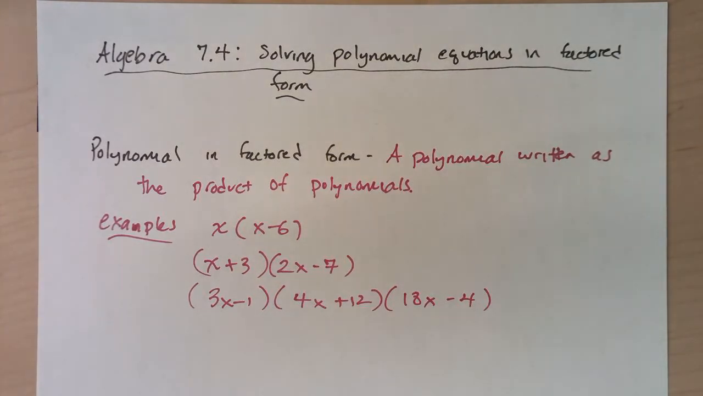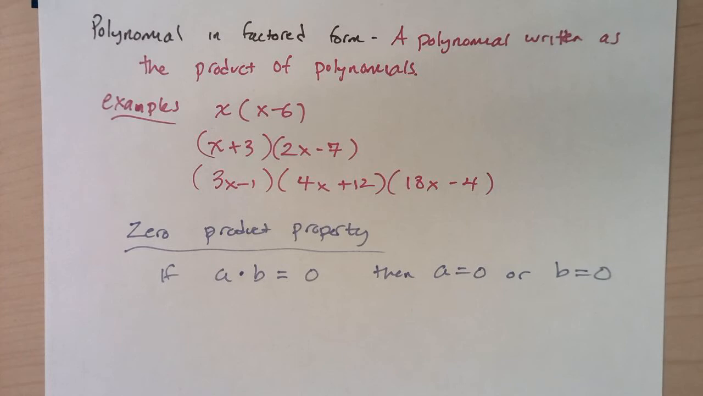And then the second thing that you need to know to be able to solve a polynomial equation in factored form is what's known as the zero product property. The zero product property states the following: if a times b is equal to 0, or in other words, you're multiplying two things together and they equal 0, one of them must be 0. Either a equals 0 or b equals 0.